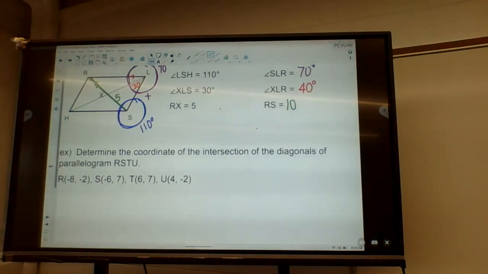So in this part of it, we talked about this last time, so do you guys remember what we used to find the intersection of the diagonals? We use that midpoint formula. So if you guys want to take a minute to do that, our midpoint formula is the intersection of the diagonals.